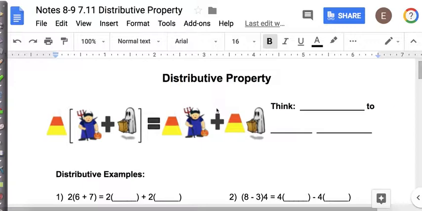So when you use the distributive property, I want you to think: distribute to both parts.